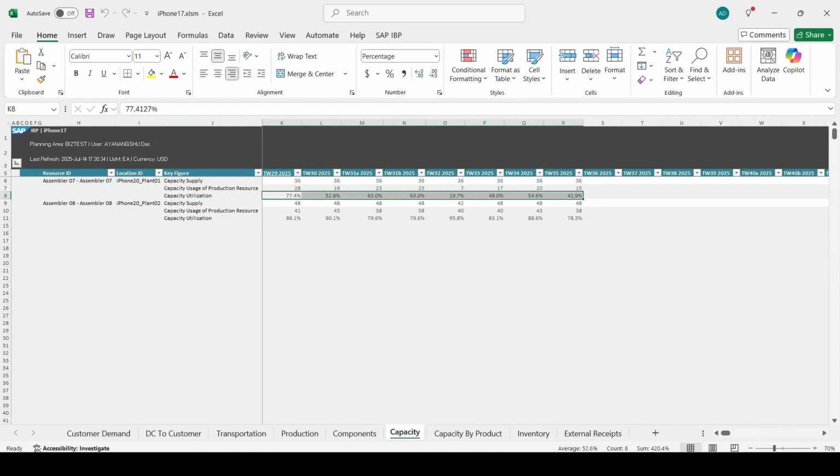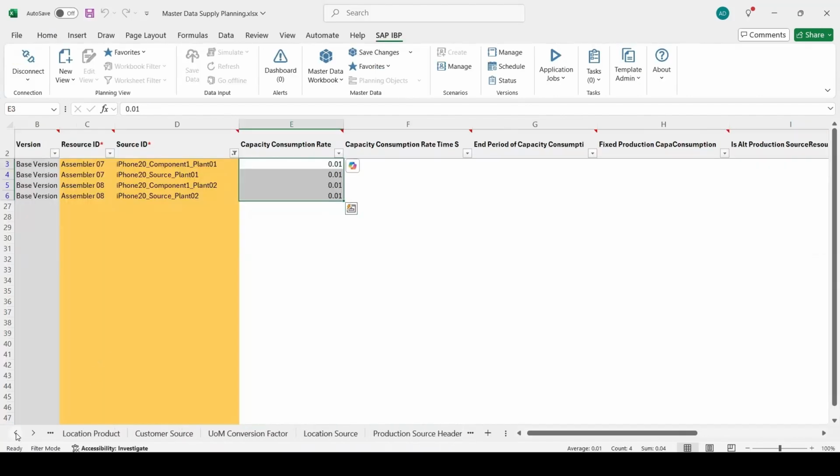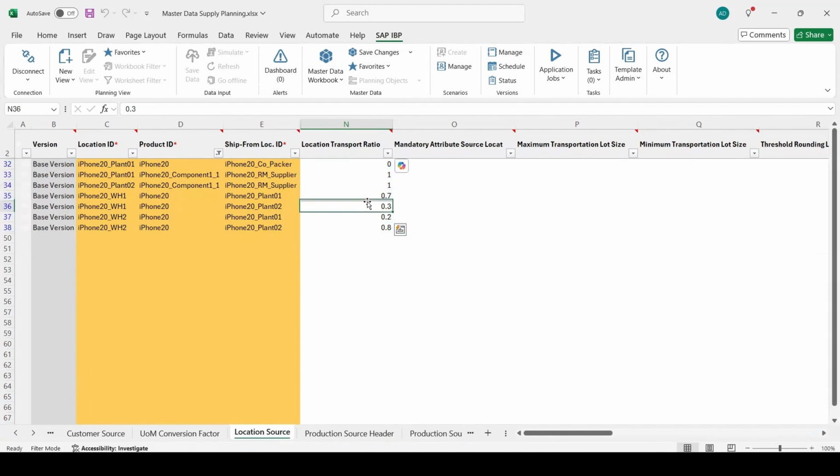So what we can consider is to go to the master data and try to rearrange the quota that we have defined in the master data. We can see that plant 1 is supplying to warehouse 1 in a certain ratio. So we can think of changing the ratio and see what is the impact on the capacity utilization. This is a typical what-if scenario that we can perform in supply planning.